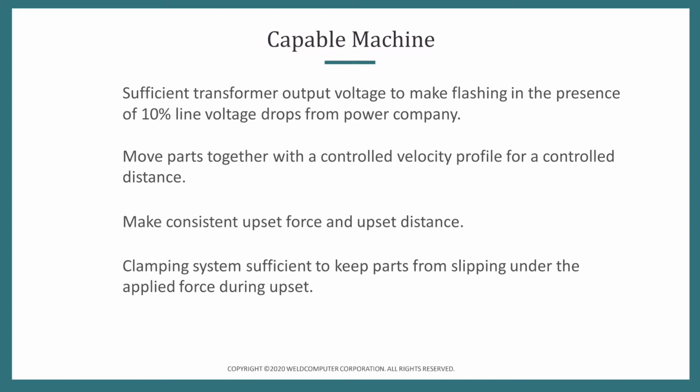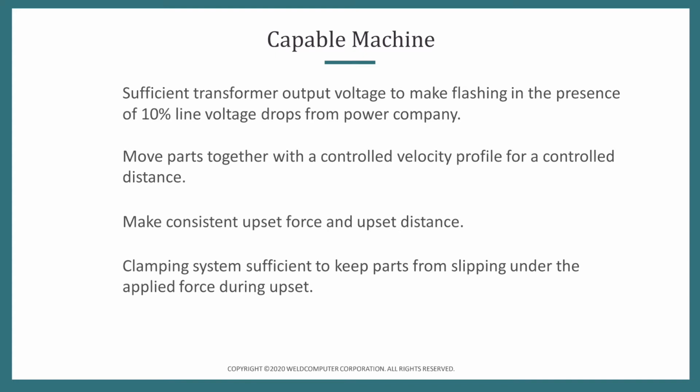If all other variables were to remain constant, you still have what the power company is doing to you superimposed on top of that in terms of the energy that goes into the process. So that has to affect what happens to your upset when it occurs. If you could control that with better regulation, you've taken one variable off the table when you're grappling with everything else that you need to control during this process. So you need to move the parts together with a controlled velocity for a controlled distance, then make your upset.